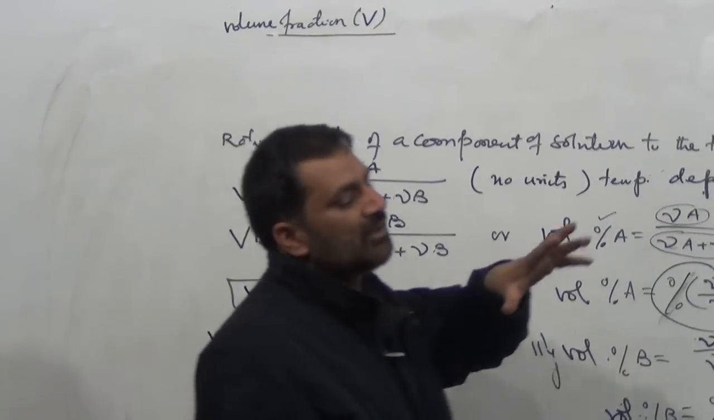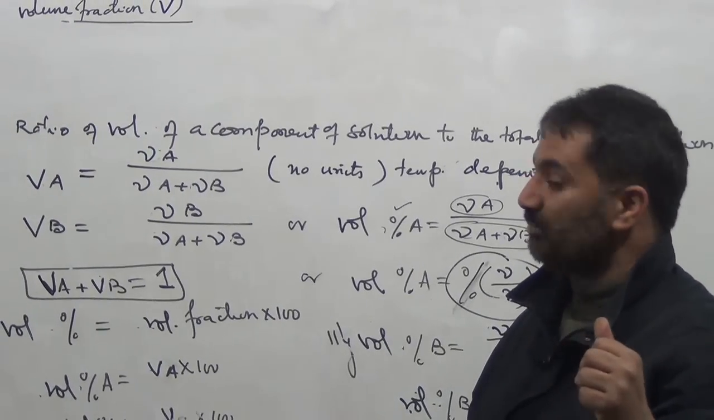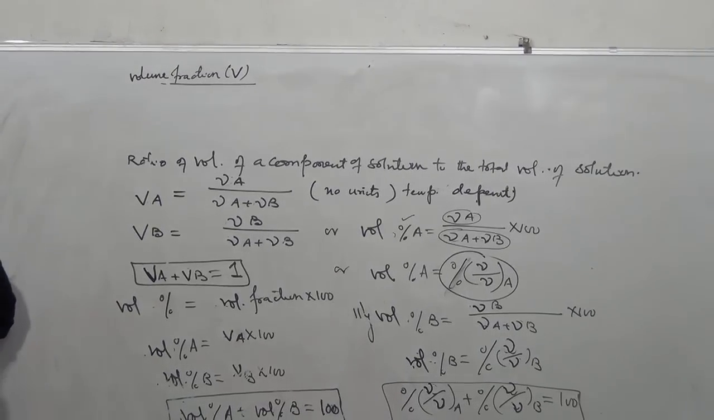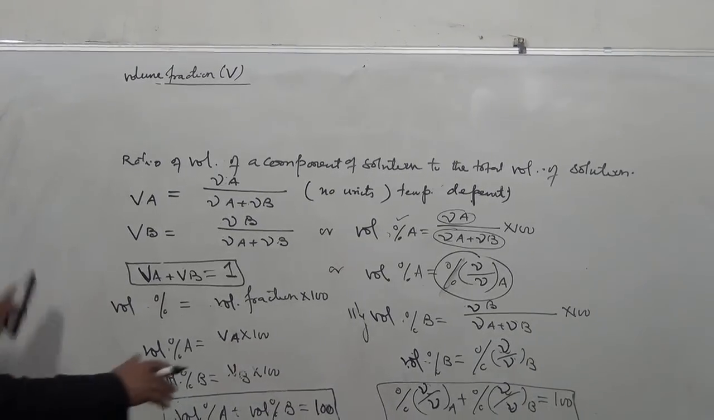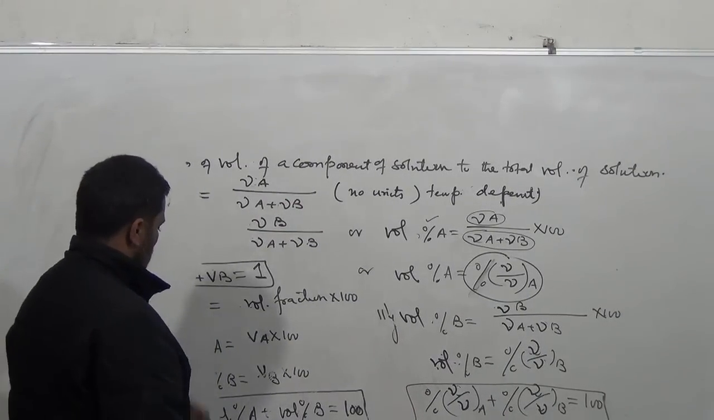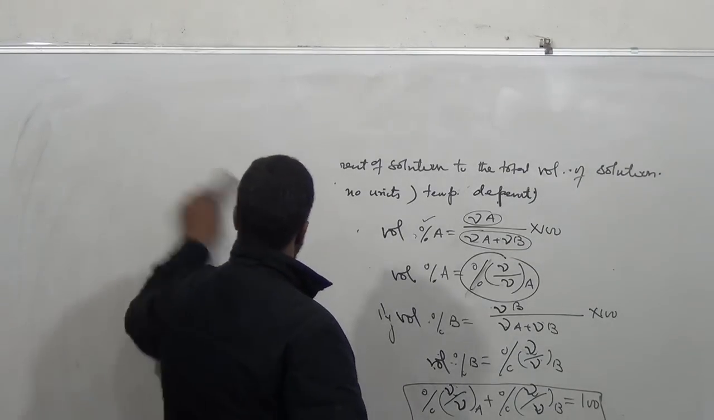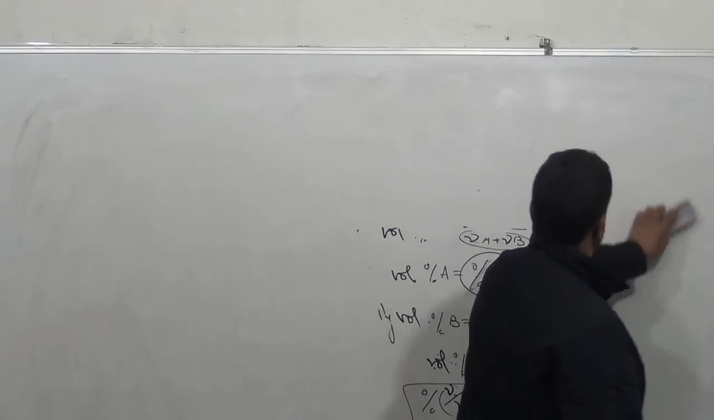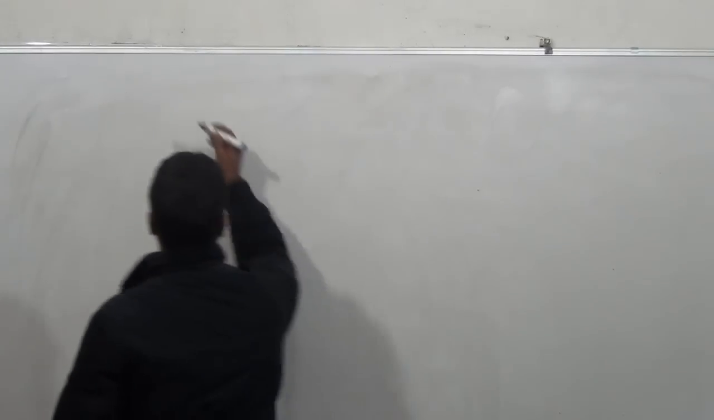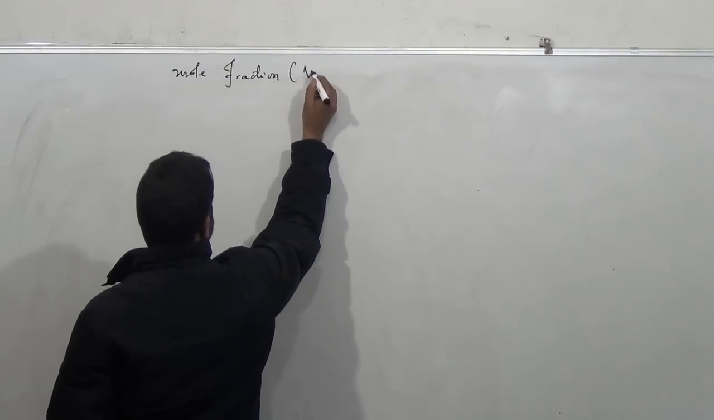Once we replace mass by volume, it becomes the volume fraction here. So this is another concentration term, volume fraction. And one of the most important concentration terms that we have is mole fraction. Very, very important, mole fraction. Mole fraction is denoted by chi. So what is mole fraction? It is denoted by chi.